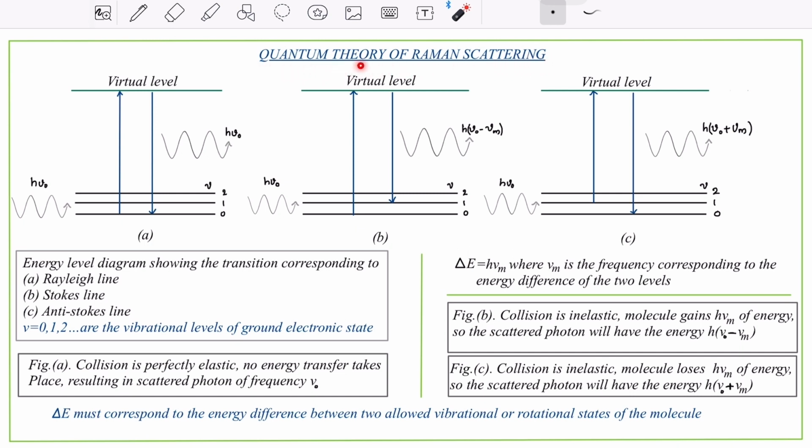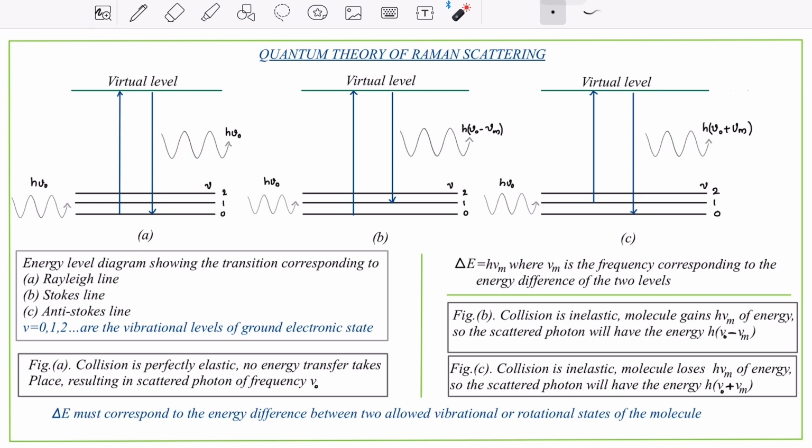Consider monochromatic radiation of frequency nu 0 interacting with a system. The photons undergo collision with the molecules of the system. We can say that the molecular system interacts with the radiation and makes a transition to a virtual state. There are three cases which are represented in three figures.